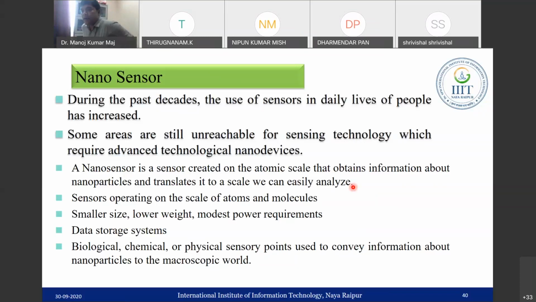The main advantage is that the size is very small, the weight is very low, and it has very modest power requirements, like the power requirement is also very low. It has a data storage system, and we can use it for biological, chemical, and physical sensing, and it can be used to convey information about the nanoparticles to the macroscopic world. So this way nanotechnology or nanomaterials can be relied on.